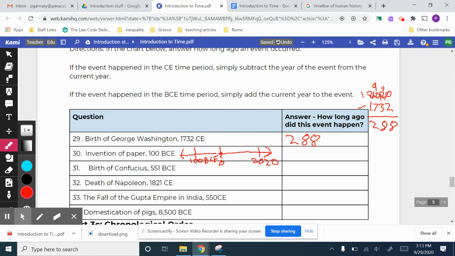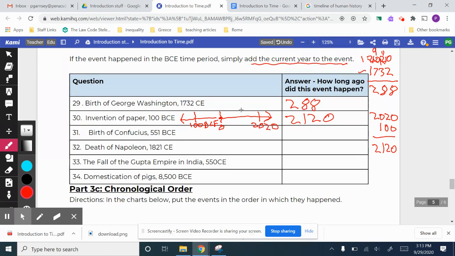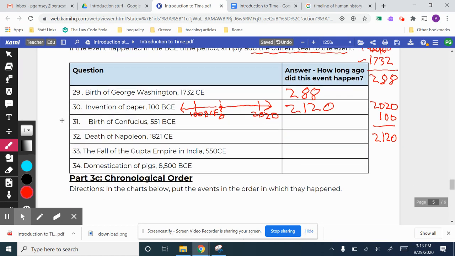So how long ago was the invention of paper? You just add the current year to the event. All right, so we have 2020, add 100, and we get 2120. Paper was invented 2120 years ago. So you can pause this video and complete 31 and 32. Feel free to go back and watch the video again, or just scroll back a minute or two if you want to be reminded how we did 29 and 30.